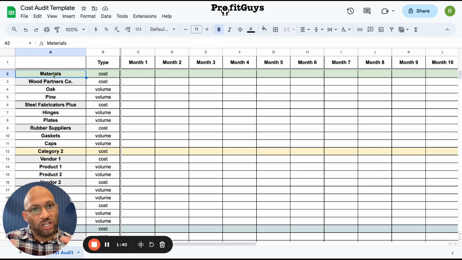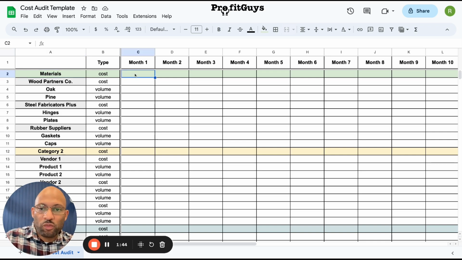So for the general category, we want to know the cost. So for each month, for 12 months, we want to know how much did we spend total in materials for month 1, month 2, month 3, all the way through month 12. Now, by the way, this is not a calendar year of 12 months. This is the trailing 12 months from where you are right now. So from where you are today, what is the last 12 full months of data that you have? That's what you want. So if you're in April, you're going to go from March last month through April of last year. So put that in for each month.